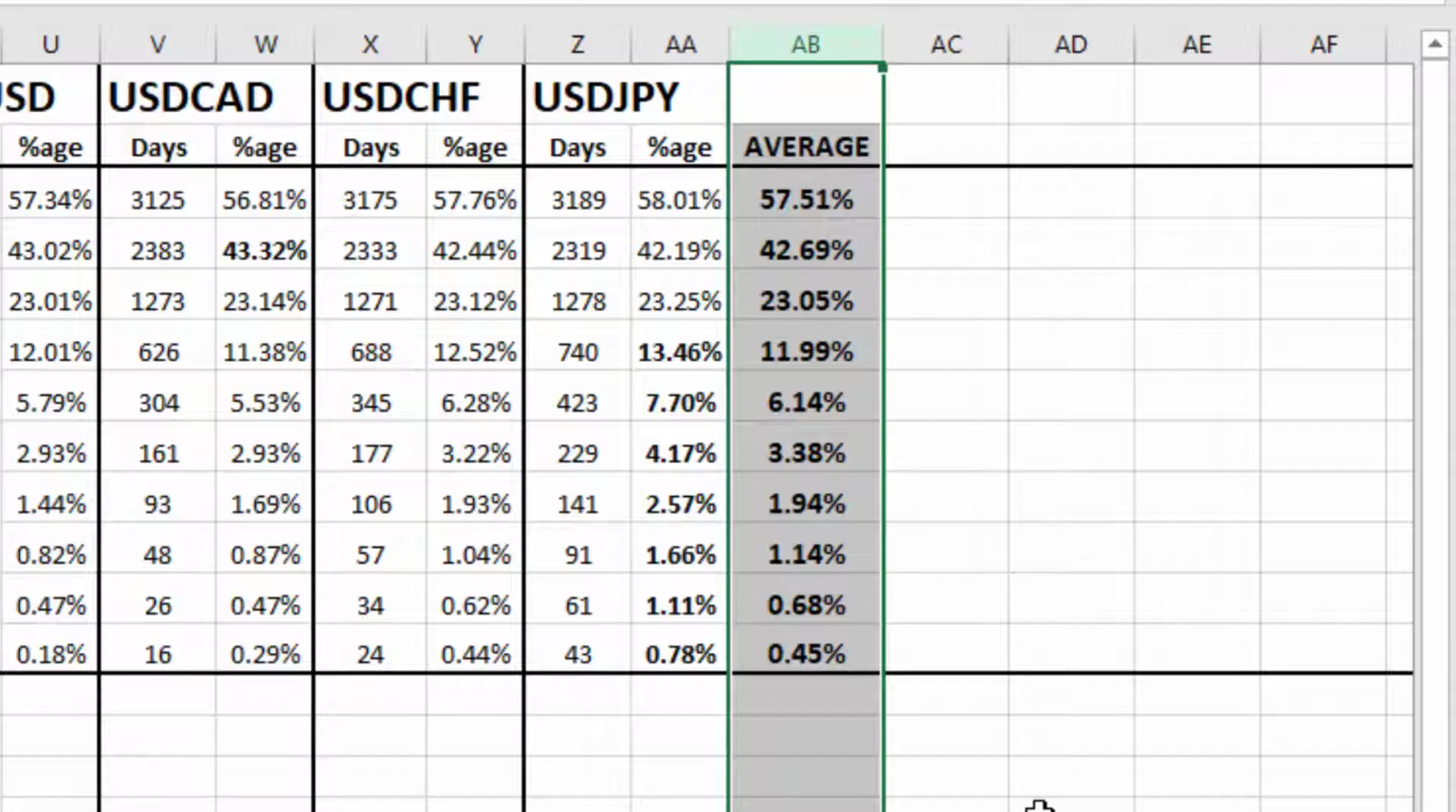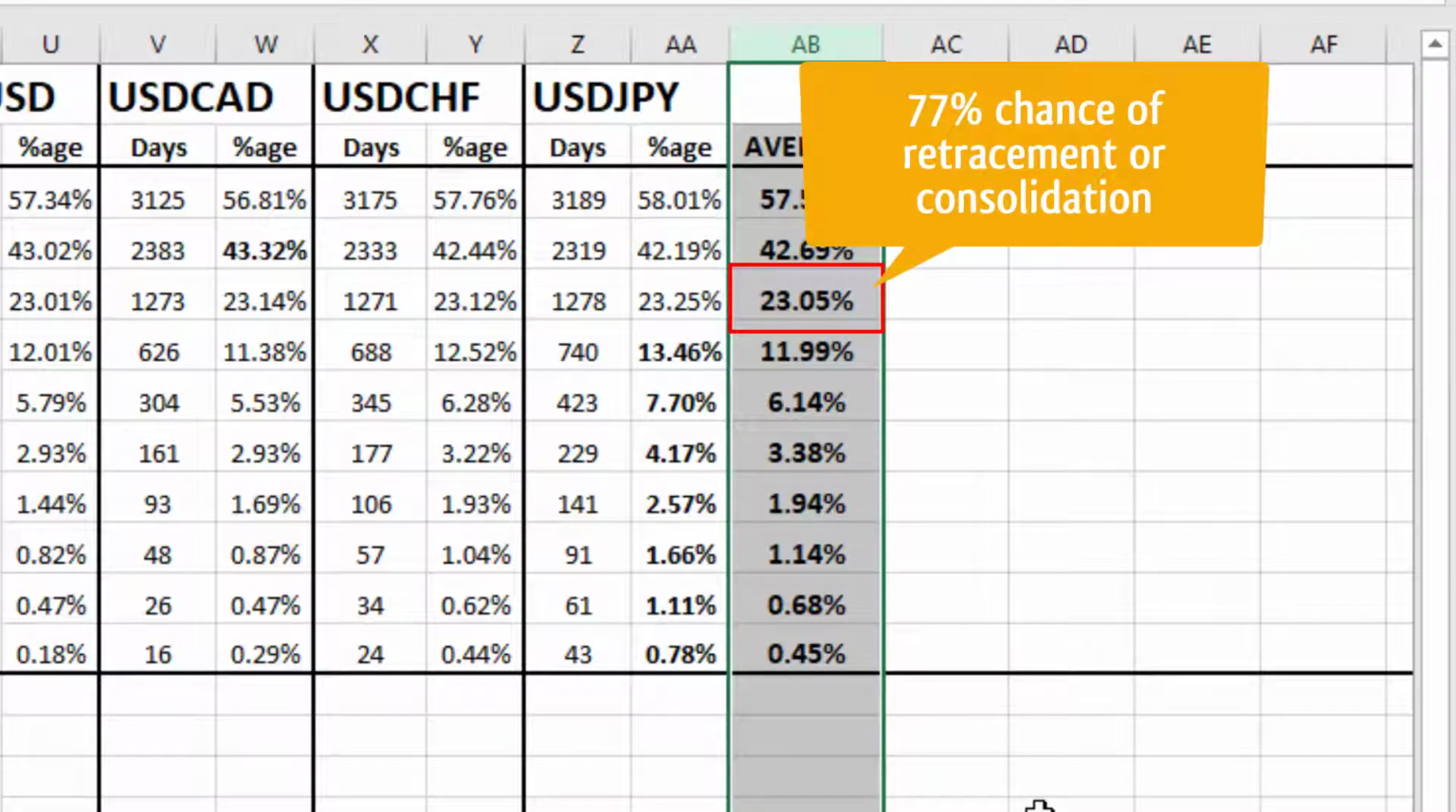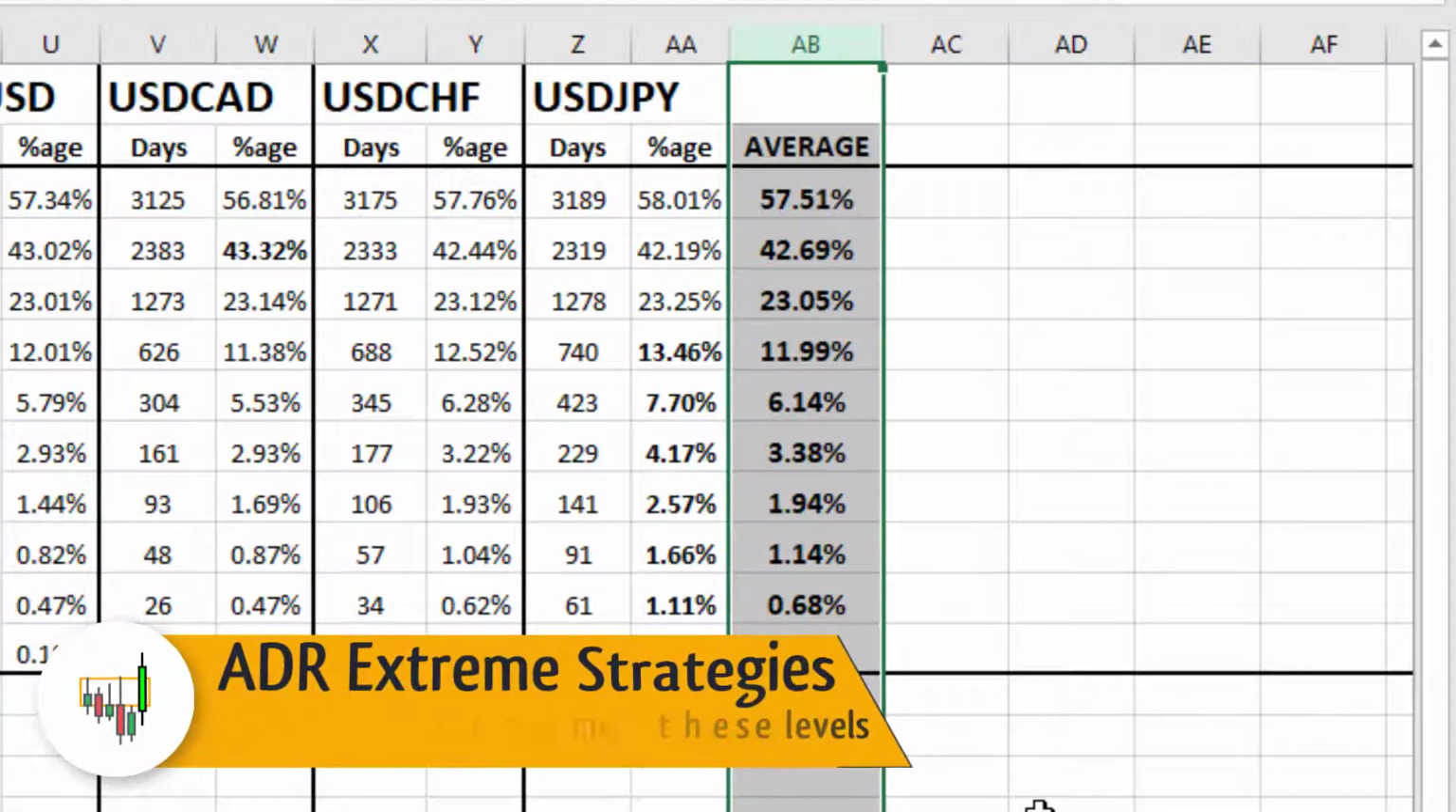So we can see that most of the time, 57.5% roughly, price will stay under 100% of its ADR figure. When it gets to 125% of its ADR, there is only a 23% chance of it exceeding that. So it gives us a big edge in the market when we see price moving over its ADR, or its average daily ranges.